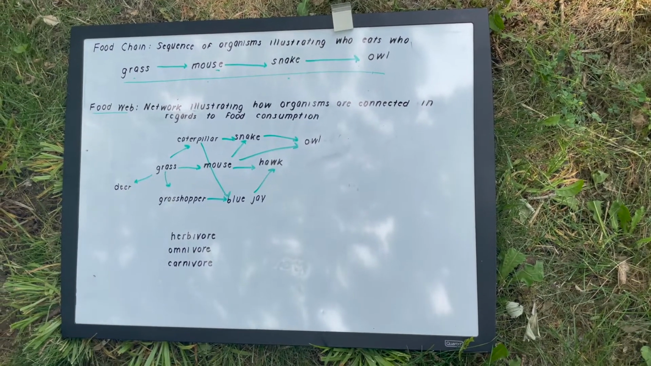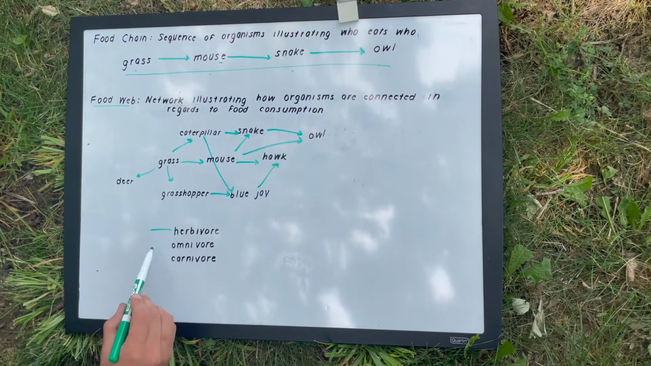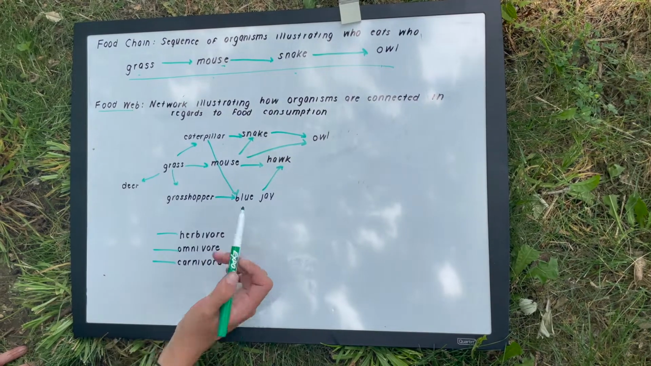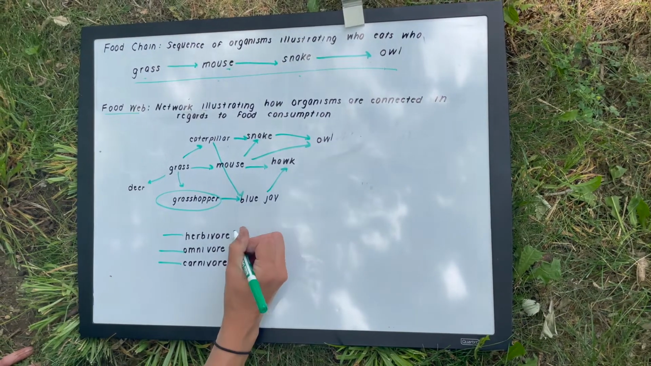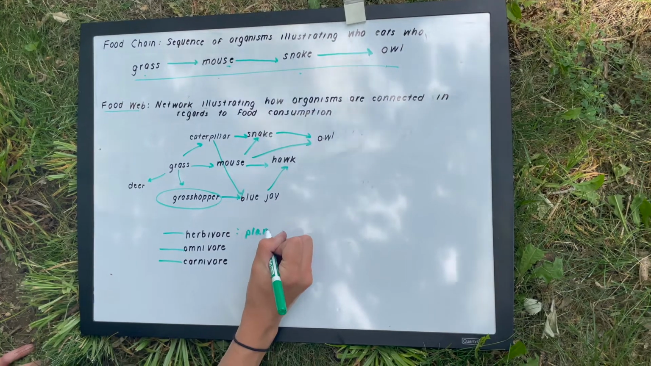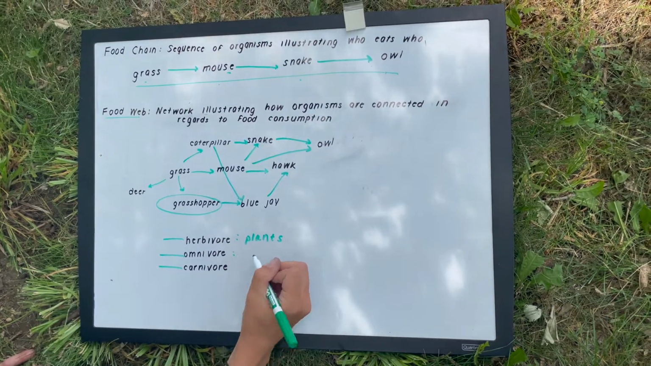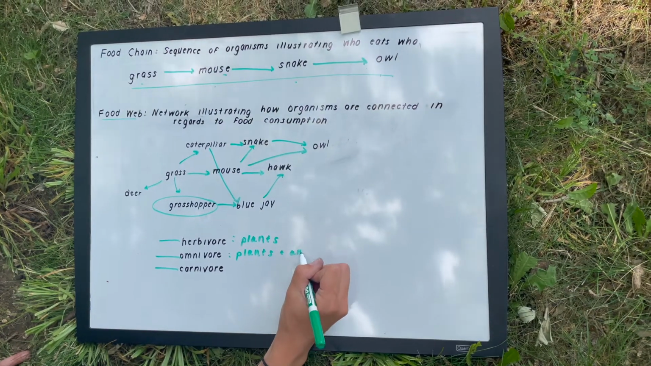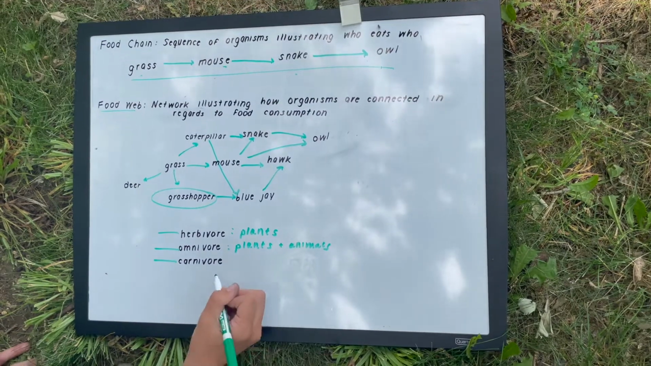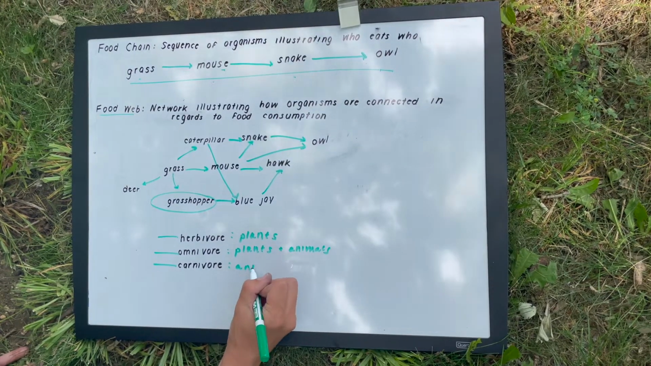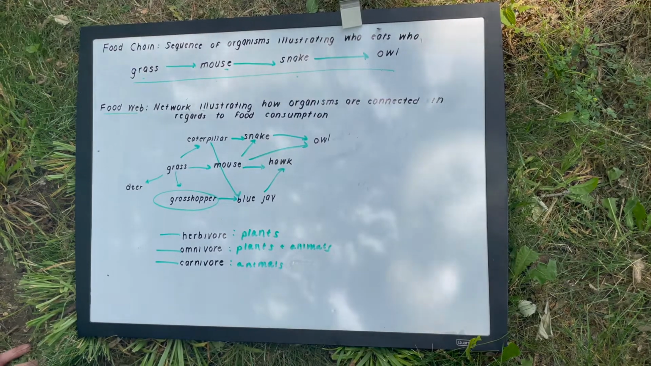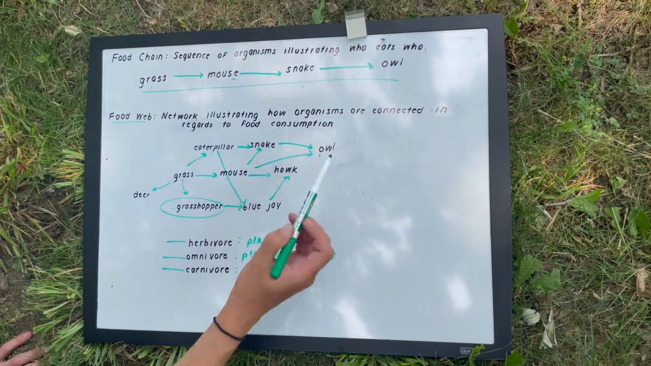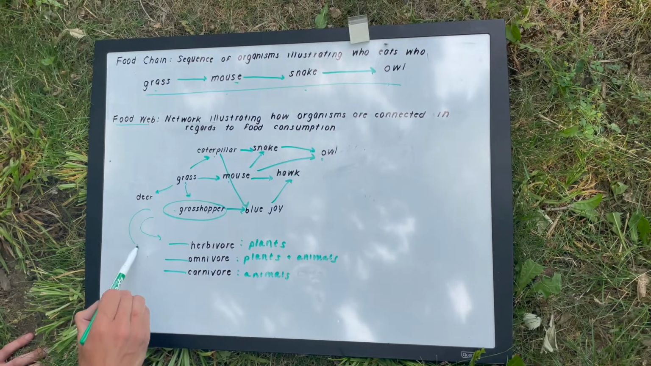This also relates to the concept of herbivory, omnivory, and carnivory. Herbivores are going to be our grasshoppers, for example, which are only consuming plants. Omnivores are going to consume both plants and animals. And the carnivores are only going to be consuming animals. And so we see that we can take each of these organisms and place them within one of these categories.